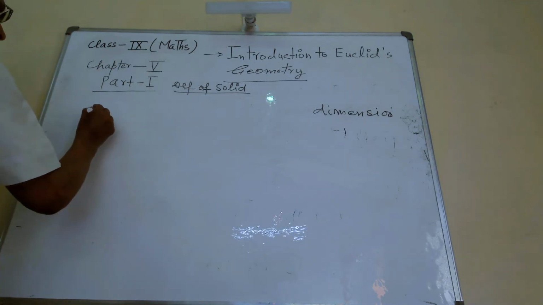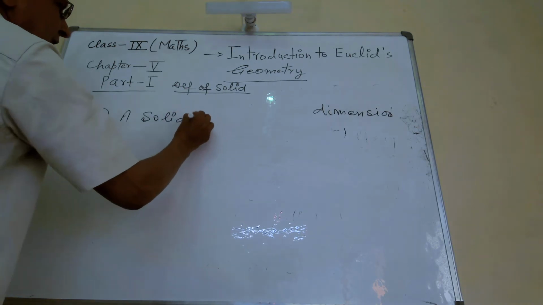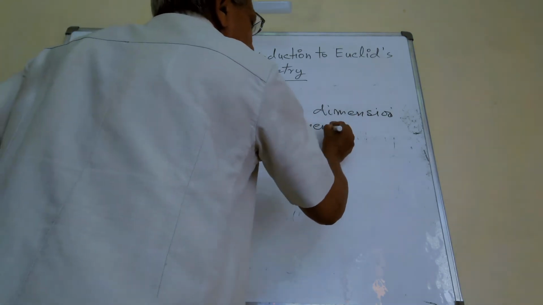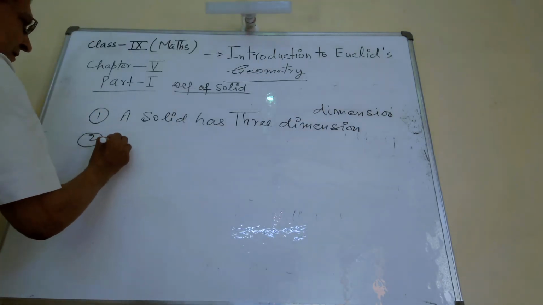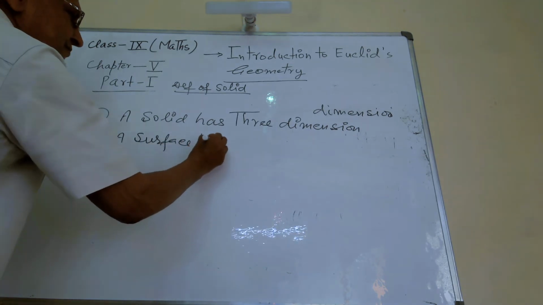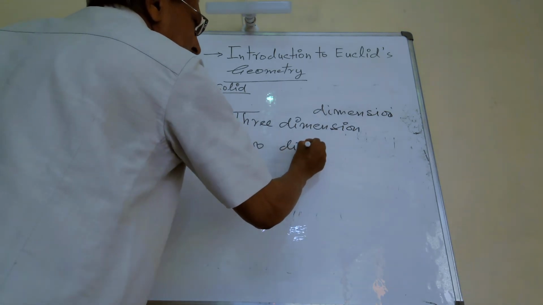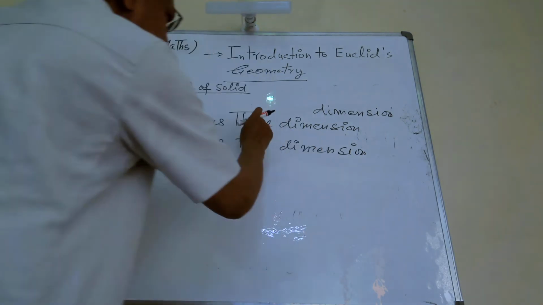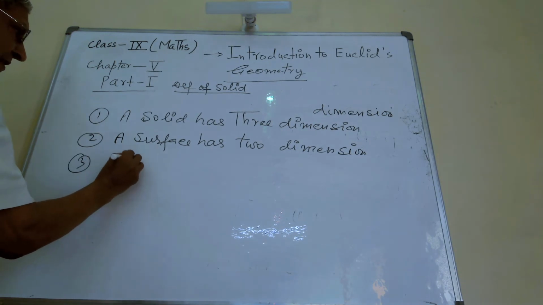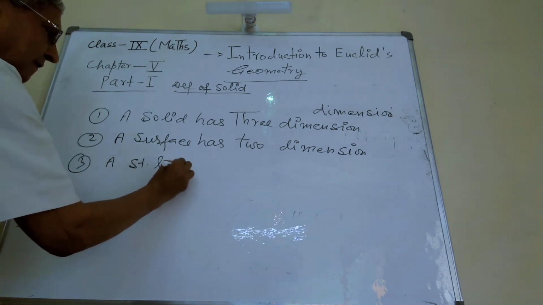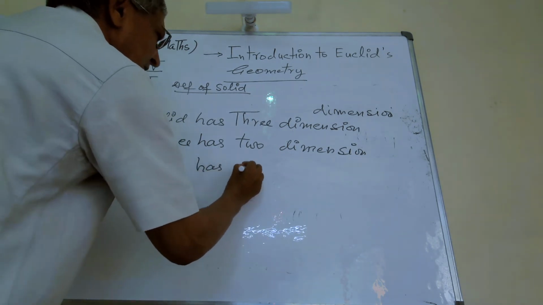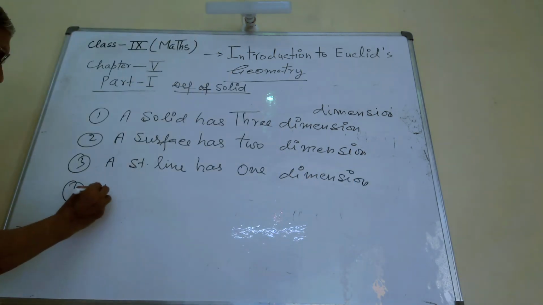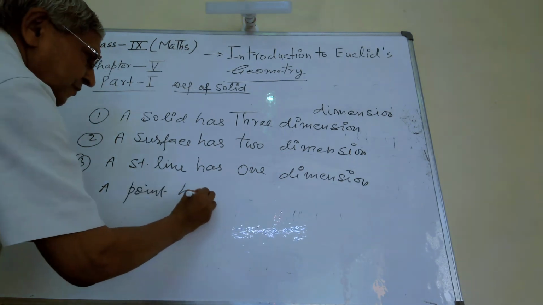First, a solid has three dimensions. Second, a surface has two dimensions. Here we lose one dimension, 3, 2. Third, a straight line has one dimension. Fourth, a point has no dimension.